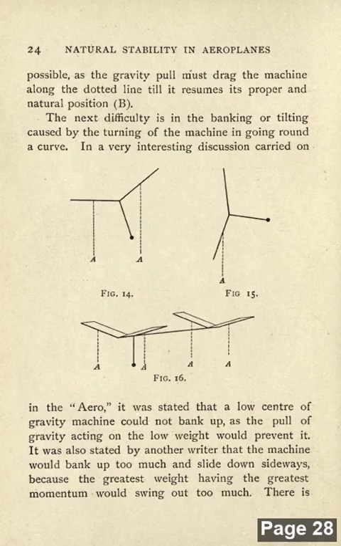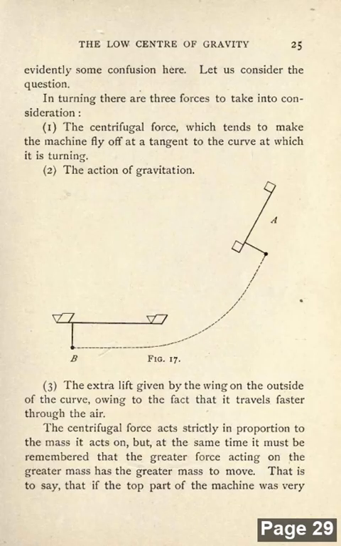The next difficulty is in the banking or tilting caused by the turning of the machine and going round a curve. In an interesting discussion carried on in the Aero, it was stated that a low center of gravity machine could not bank up, as the force of gravity acting on the low weight would prevent it. It was also stated by another writer that the machine would bank up too much and slide down sideways, because the greatest weight, having the greatest momentum, would swing out too much. With a low center of gravity, evidently some confusion here.